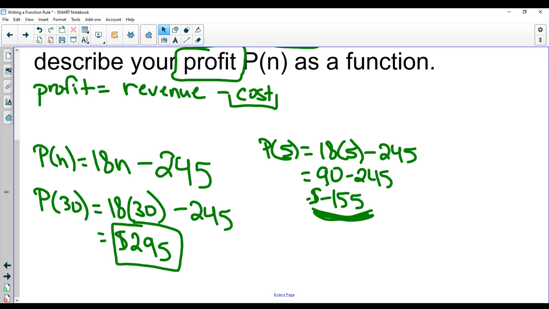All right, so that's all about writing a function rule. You do have a homework assignment to go with this, and I'm going to post on Google Classroom the specific problems you have to do. So look on that for how many you have to do. Hope this video helps with writing a function rule. And again, this is the last new topic in Unit 3. We're going to do a study guide on Tuesday, and we're going to take a test on Wednesday. So wrapping this up.